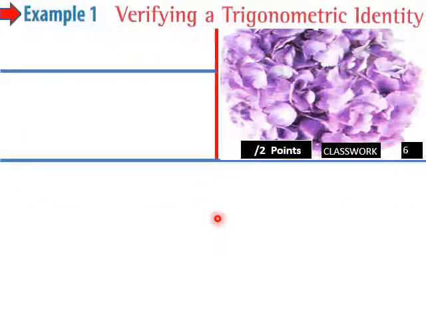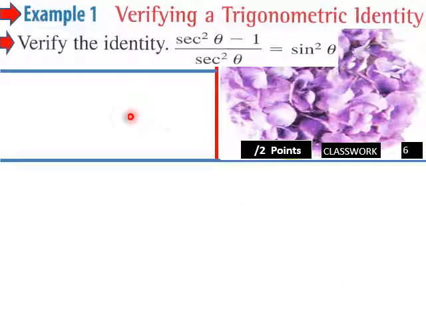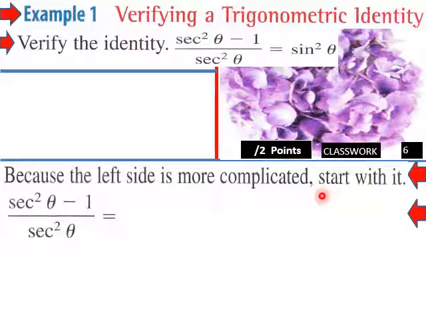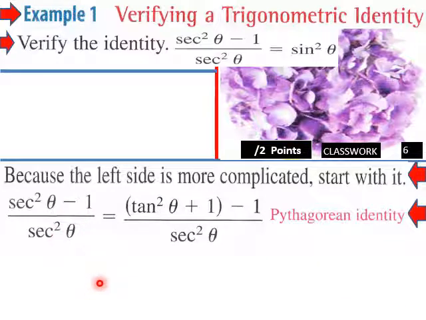You cannot. So, verifying a trigonometric identity. Verify the identity here: secant squared theta minus 1 over secant squared theta equals sine squared theta. Because the left side is more complicated, start with it. So secant squared theta minus 1 over secant squared theta equals tan squared theta plus 1 minus 1 over secant squared theta. This is equal to that.